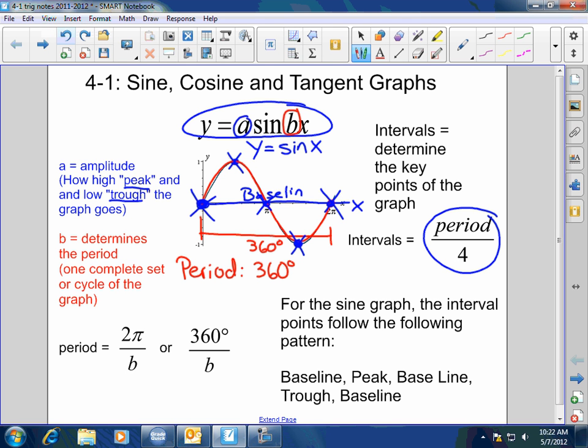I'm just being patient. Make sure you guys get this. I'm sorry, sir? Okay, the question was, is x the angle? Yes, very good, son. X is the angle. It's the theta. Yes, sir. 100%. Thank you.